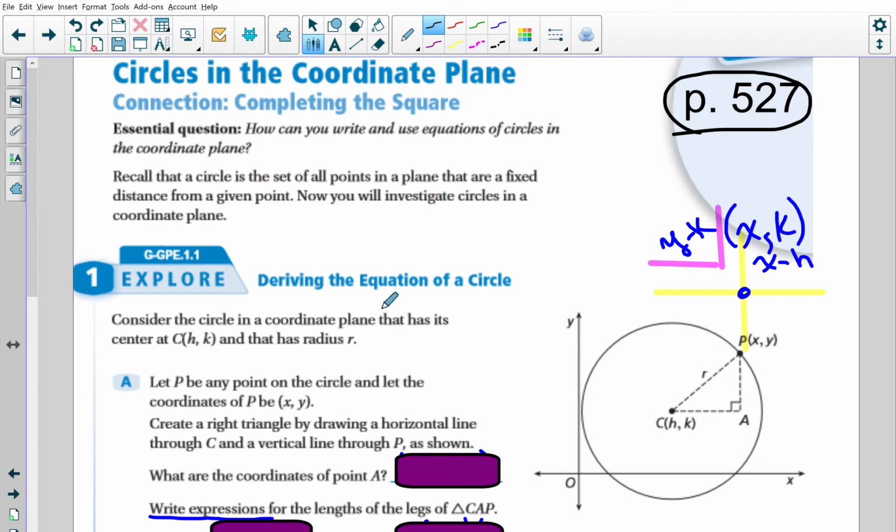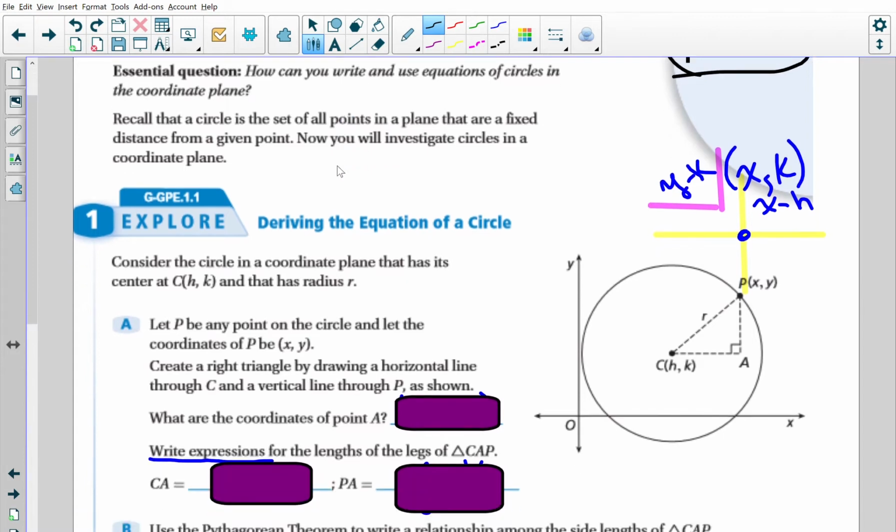I recommend when you're done with this page, keep going, but we'll get to that later. So right here, I'm going to go through this quickly. You see here on the right, the circle. It's at center C, which is point HK. That's the center point, HK, always. And you see this radius here, the distance from the center point to the point on the circle. That's called the radius, okay?